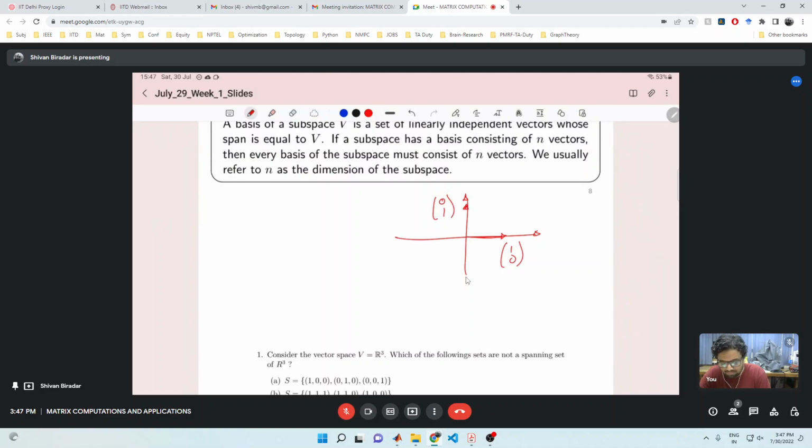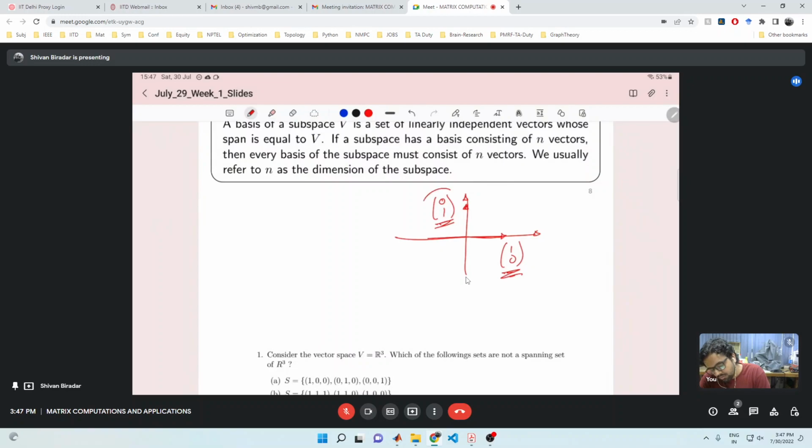Only these two vectors. If you take this vector, let us say (1, 1), are these three the basis, or only these two are basis? You can see that addition of this and this would give us this. So basically, this is linearly dependent on these two vectors. So I'll cancel this vector. Now I'll have this vector and this vector.